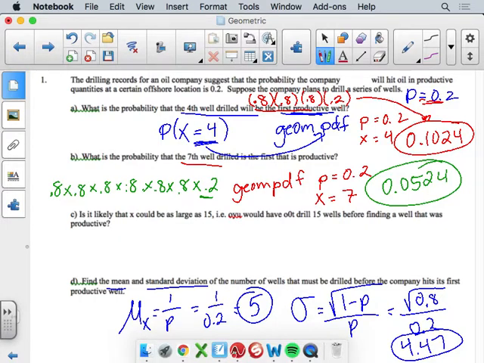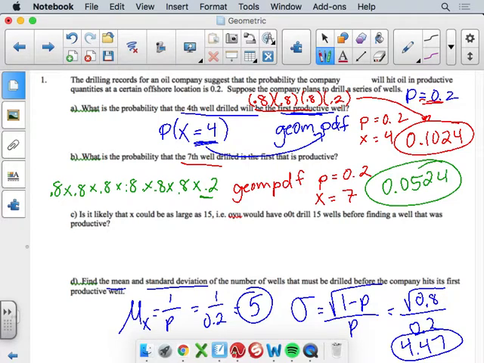Alright, and then we can do C. Is it likely that X would be as large as 15, i.e. OU would have to drill 15 wells before finding a well that was productive? So basically, is it likely that you would get all the way to 15? So that's just asking, you actually could do two different things.